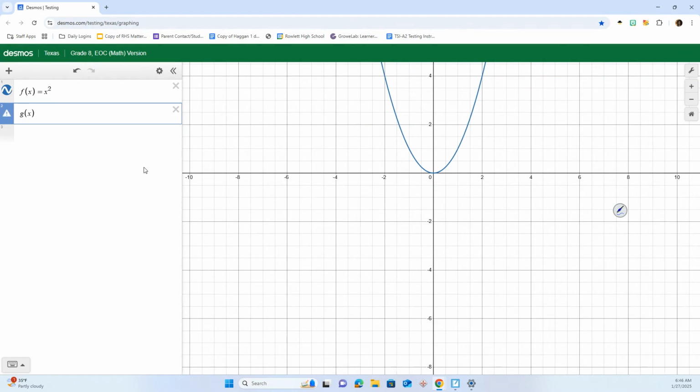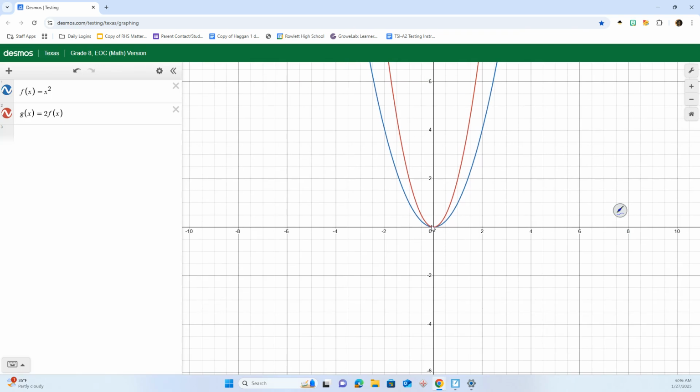And I'm going to type in the next one. Oh, let me change that to a different color. We're going to do red. So some things that we can notice is that our vertex stays the same. It's 0, 0 if we multiply by a number. But what did it do? We started with the blue, it's wide, and then when we multiply by a number bigger than 1, it stretched.